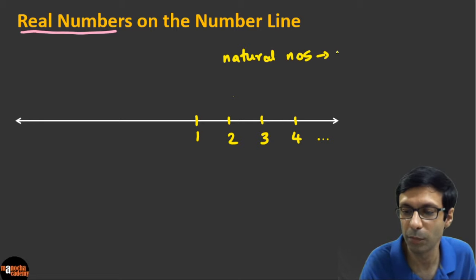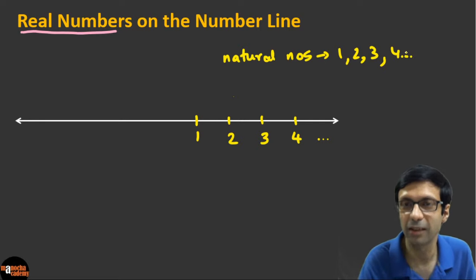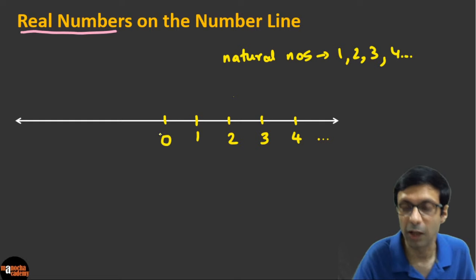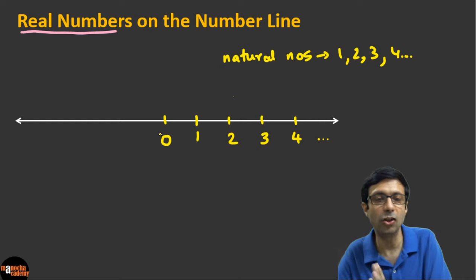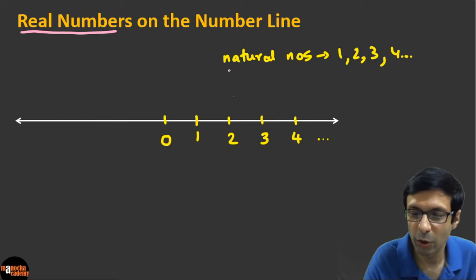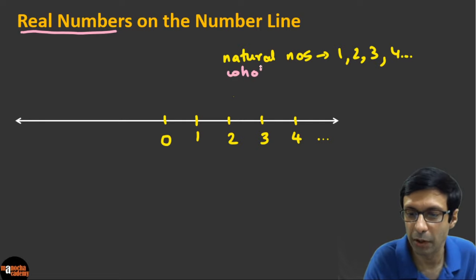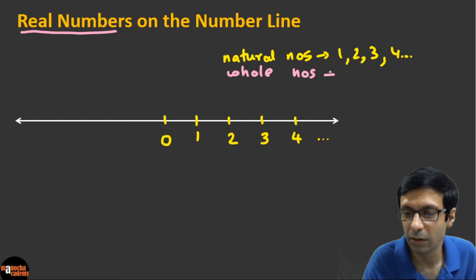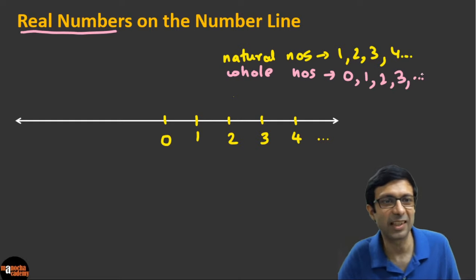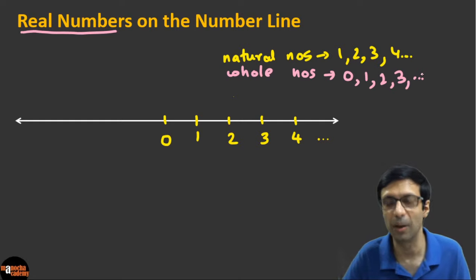So which are the numbers from 1, 2, 3, 4 and so on, right? Now if we add the number 0 here, then what is this set, 0, 1, 2, 3, 4, known as? Guys, what is it called? You must be knowing this. These are called whole numbers, right? Once you have 0, 1, 2, 3 and so on, these are called whole numbers. Excellent. I see a lot of you have written whole numbers here.